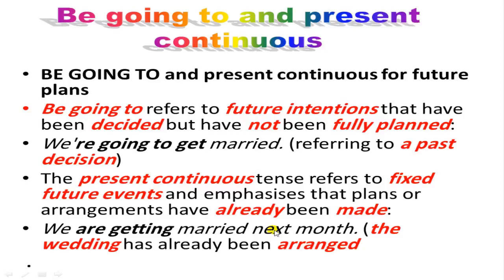So the difference here is that we had a plan, we had a time, a certain date: we are getting married next month. So the wedding has already been arranged. We are going to have the wedding party next month. But with going to, we are going to get married, but we didn't decide the wedding party time.